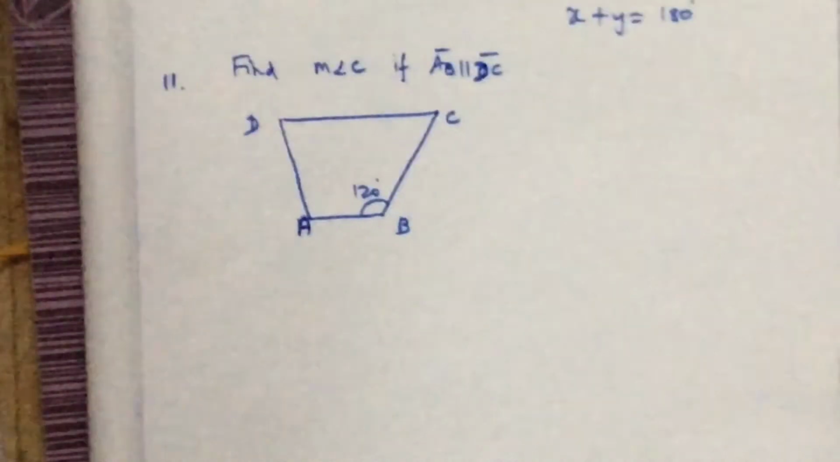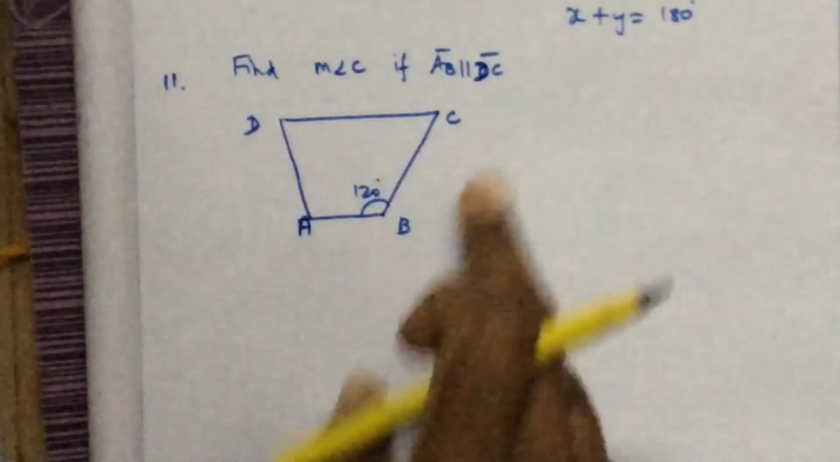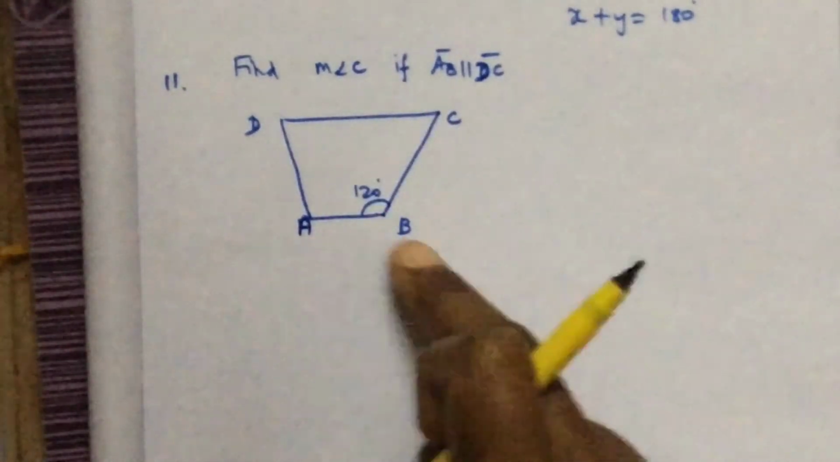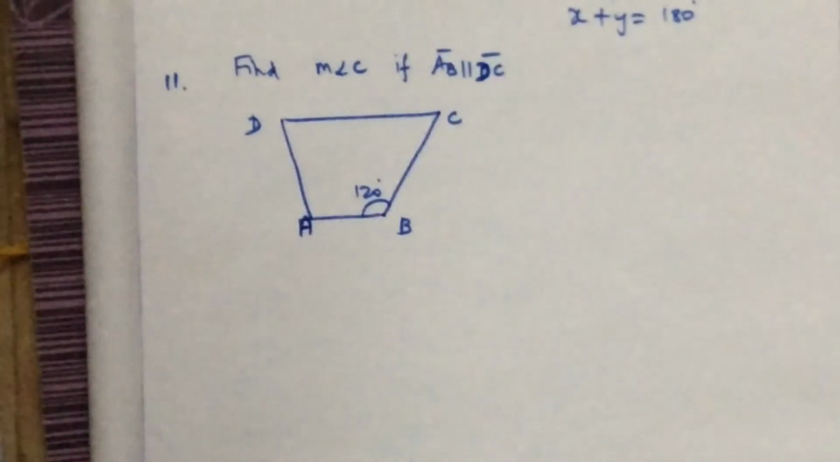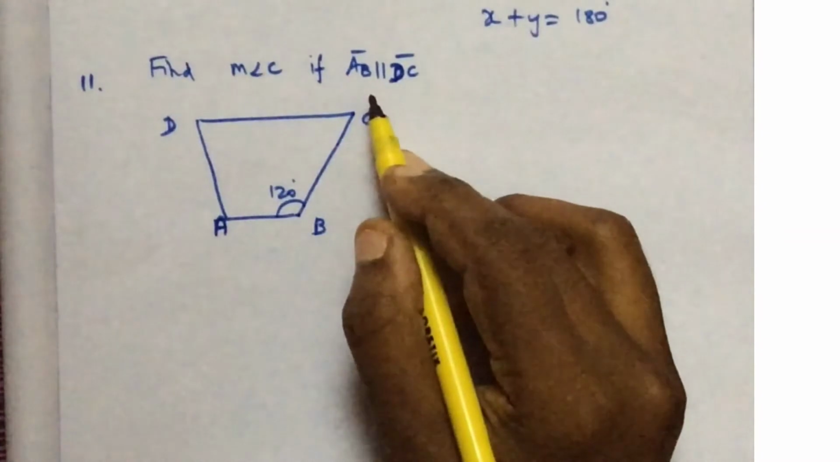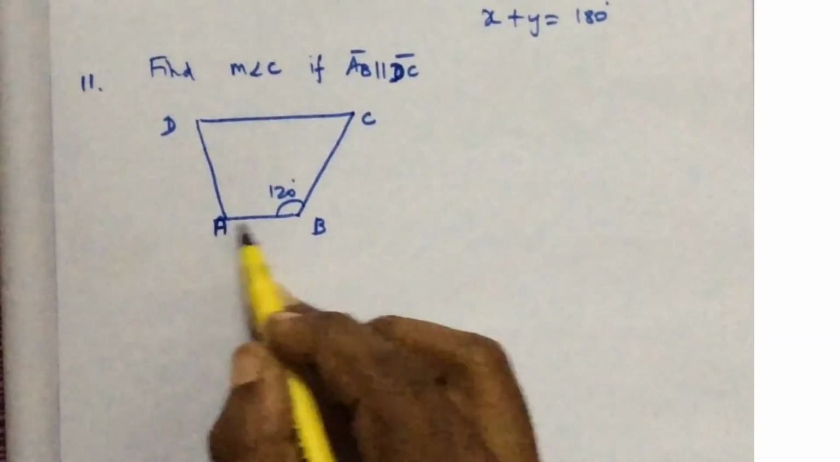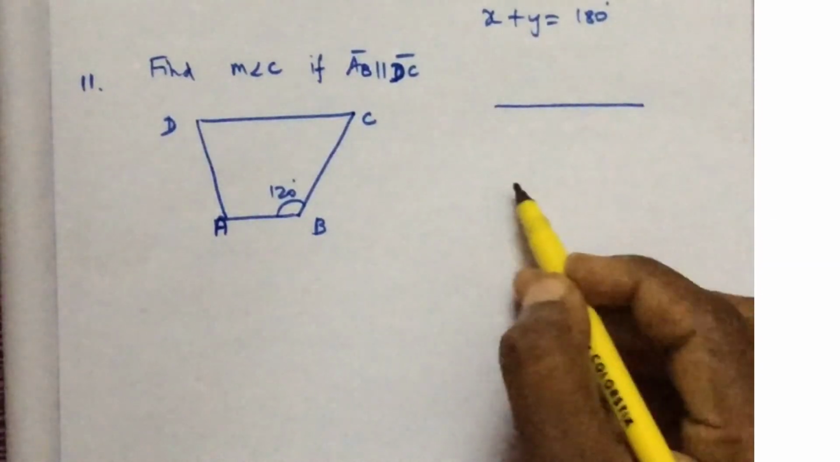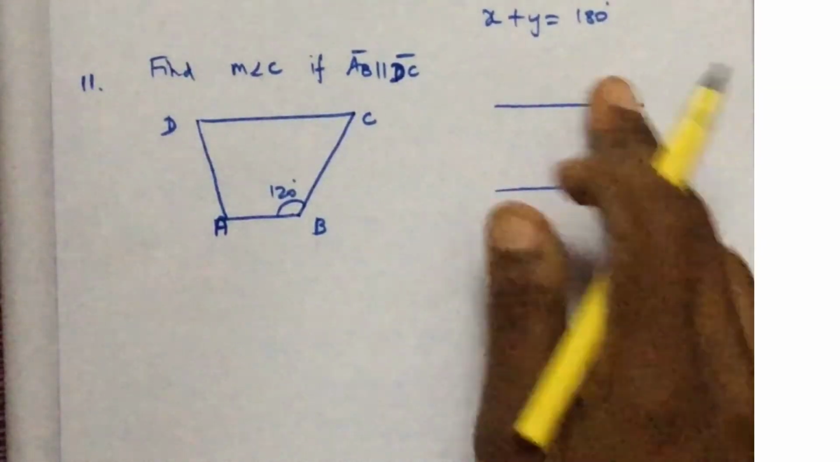Next problem is, in this figure we have to find what is the measure of C. C is here, this is ABCD. One thing that is given is AB is parallel to DC. AB is parallel to DC. This is AB and this is DC. So I am just drawing a line, which means these two lines are parallel.